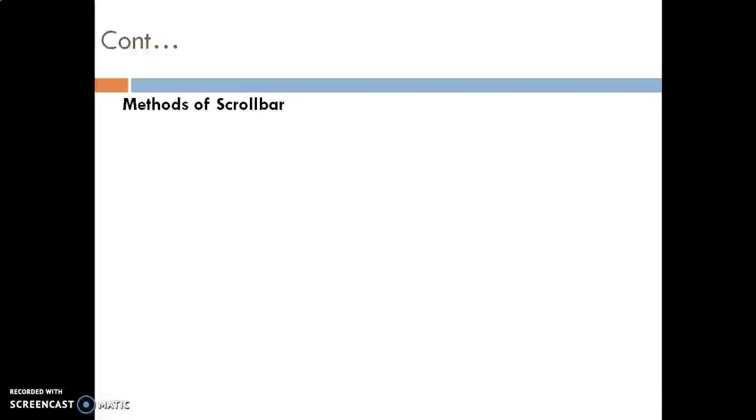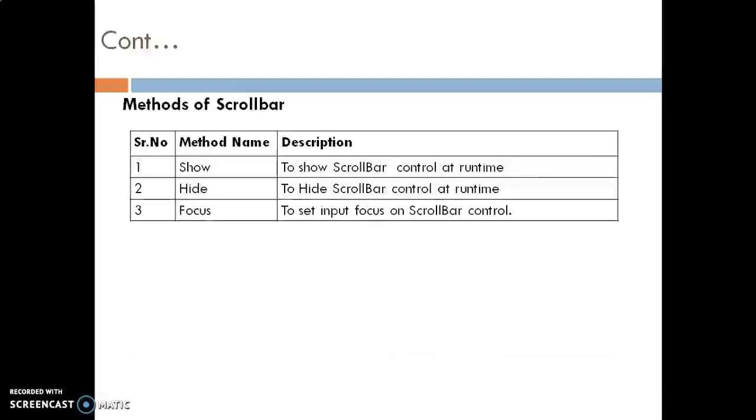Now next, methods of scroll bar. First method is show. This method shows scroll bar control at runtime. Then hide. It hides scroll bar control at runtime. And focus method set input focus on scroll bar control.